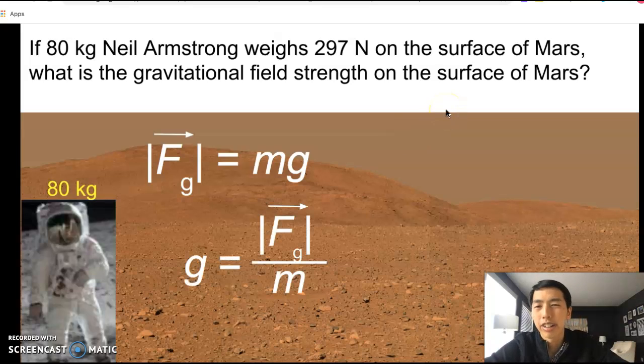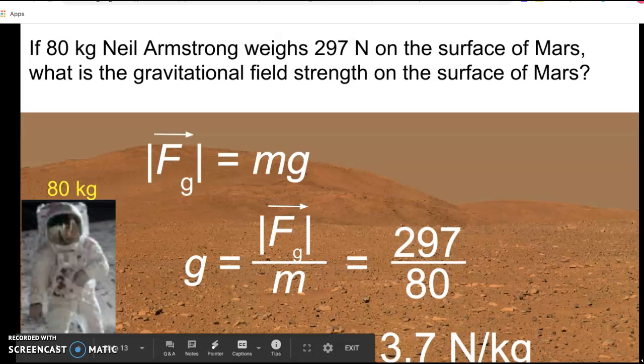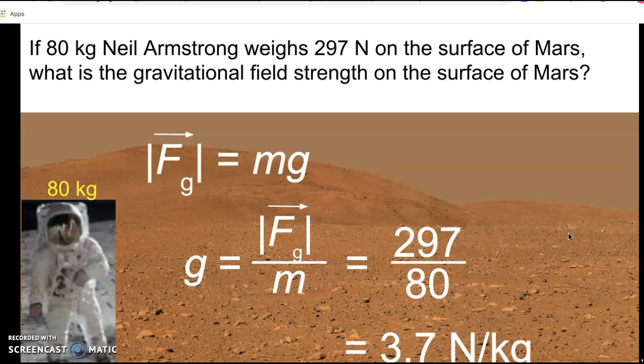So I can do that by rearranging the formula, divide both sides by m. That gives me G equals force of gravity divided by the mass. And then I can fill in the values given at the top here. 297 newtons is the weight, or the force of gravity, goes in the numerator. 80 kilograms goes in the denominator. And then I divide, giving me 3.7 newtons per kilogram.